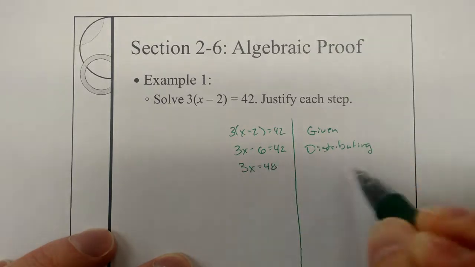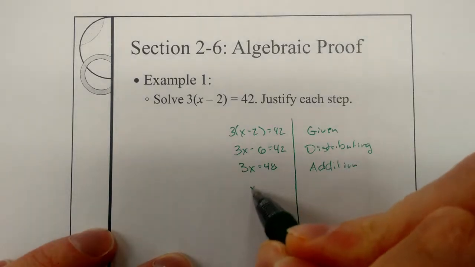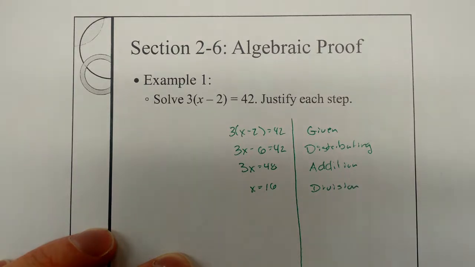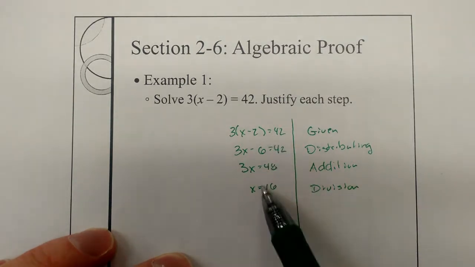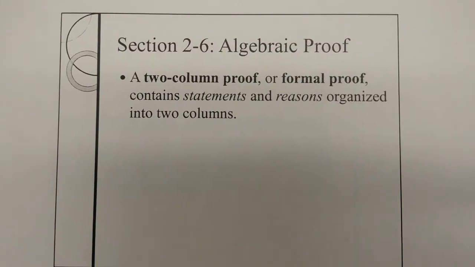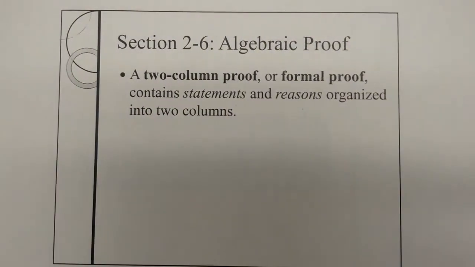Add the 6 to both sides, so the addition, and then divide by 3. Division. So that's what it looks like. You have one column for your work, one column for your reasons. That is actually an example of a two-column proof for a formal proof. You have one column for the statements, one column for the reasons.